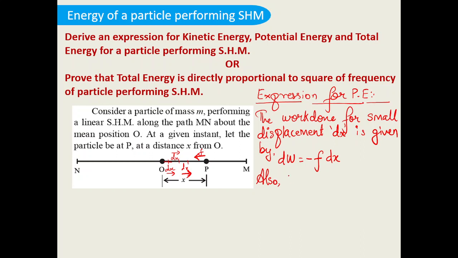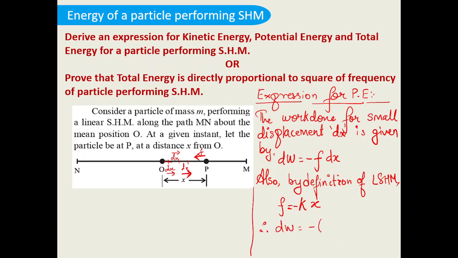Also, by the definition of linear SHM, this restoring force is directly proportional to displacement, and this is the force constant K, and the formula was F equals minus Kx. Again, the negative sign indicates that force and displacement are in opposite directions. You can substitute the value of F in this expression and you will get dW. It is equal to minus of F, which is minus Kx, into dx. So negative negative will be positive, it will be Kx into dx.